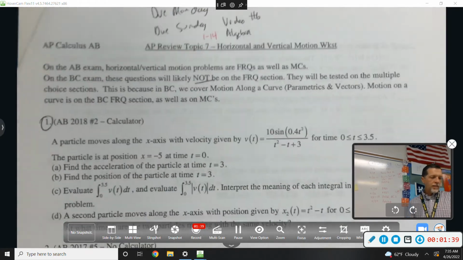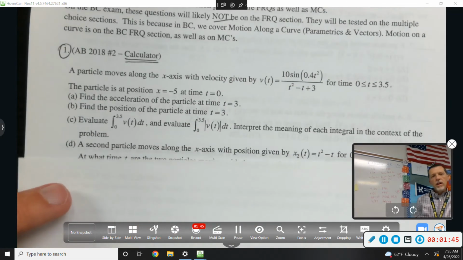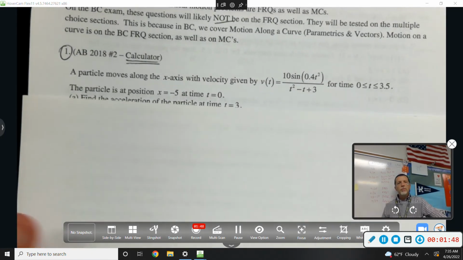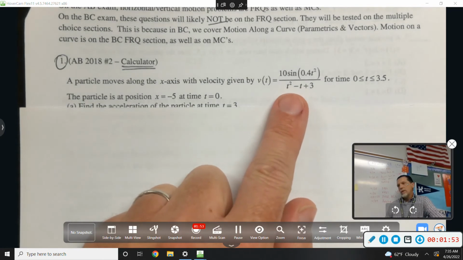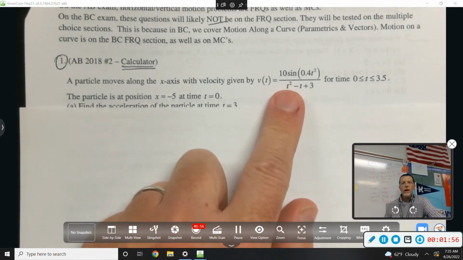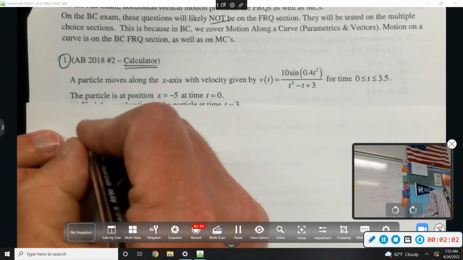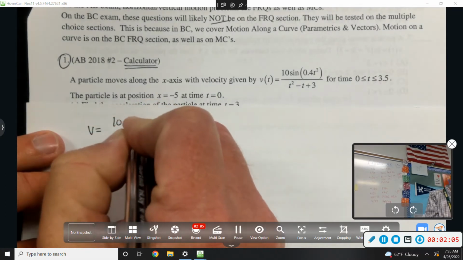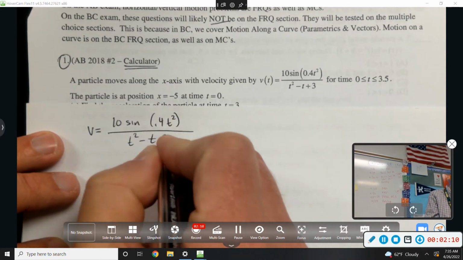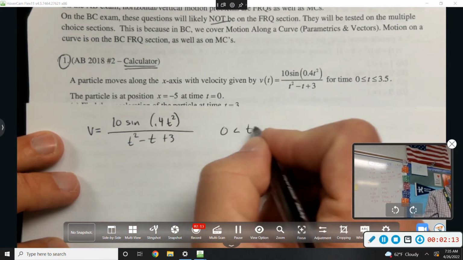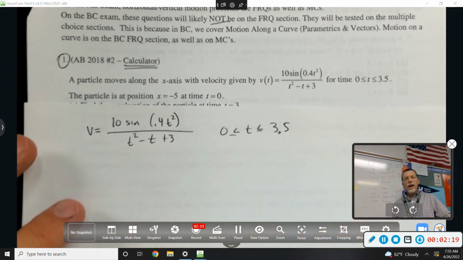Particle moves along the x-axis. By the way, these are frequently calculator problems. That way you can find derivatives and integrals and slopes and all that stuff in the calculator. And they can give you crazy formulas, and you don't have to worry about taking a derivative by hand because you're going to put it in the calculator. Particle moves along the x-axis with velocity given by this weird-looking function. T is between 0 and 3.5. So less than 0 doesn't matter, more than 3.5 doesn't matter.